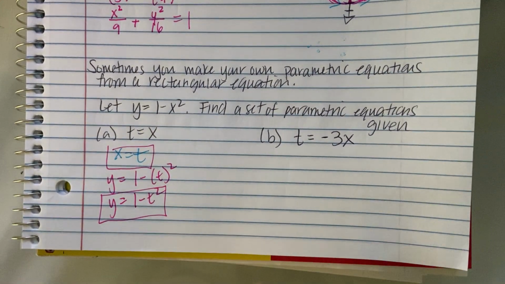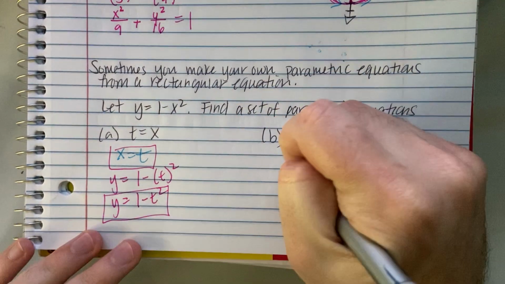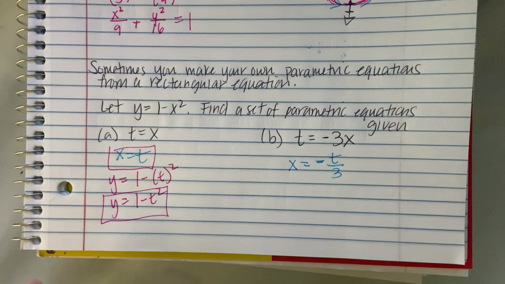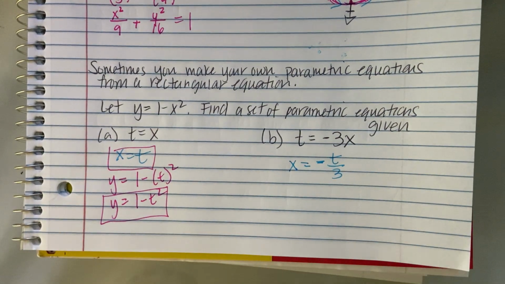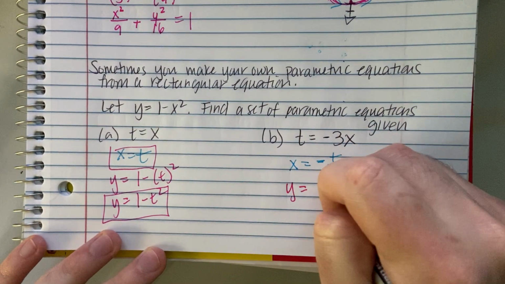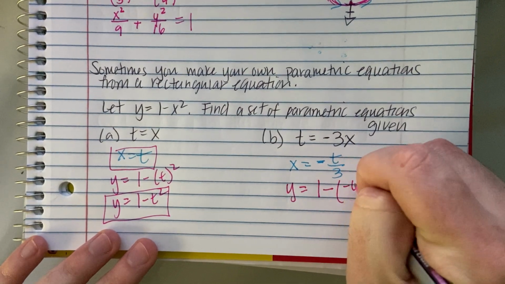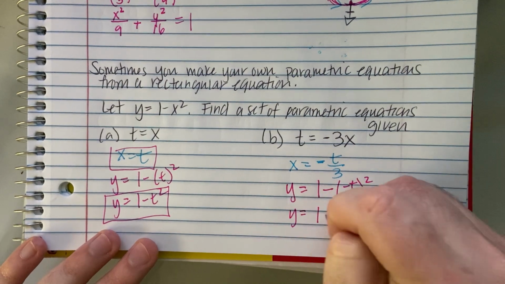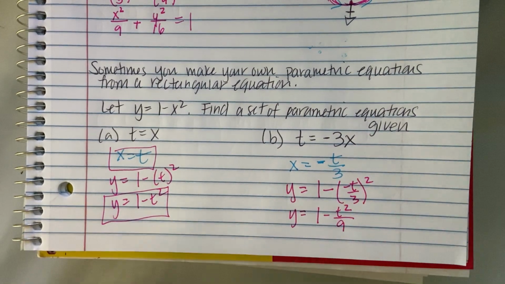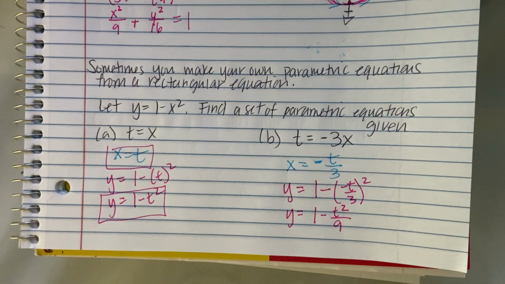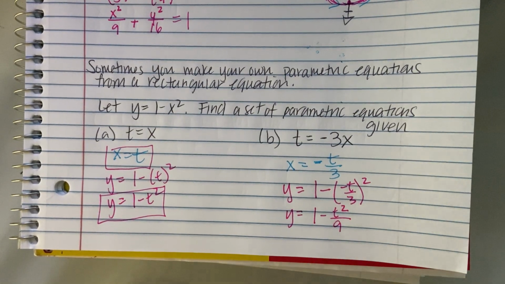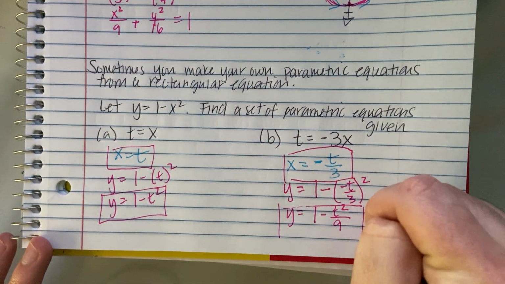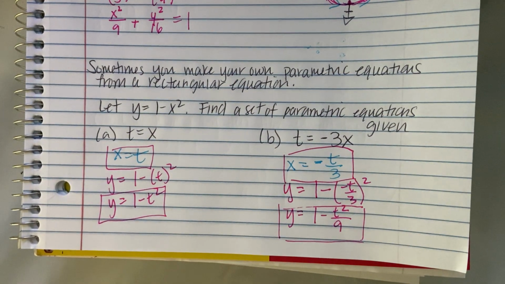Now let's see t equals negative 3x just to see what happens. That means x equals negative t over 3 by dividing by negative 3. And I can again plug that in for y. y equals 1 minus (negative t over 3) squared, which is 1 minus t squared over 9. Okay, so again, these are two parametric equations. They make the same shape as part A and even number 2 from earlier.